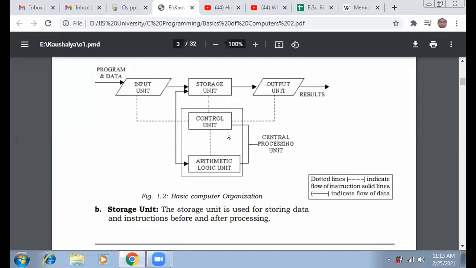Do you understand till now? Does anyone have any question about how the CPU is working? Is it understood by everyone? Anyone has any question, then you can ask me. Do you understand? Hello? Yes, sir. Yes, it is clear, sir.